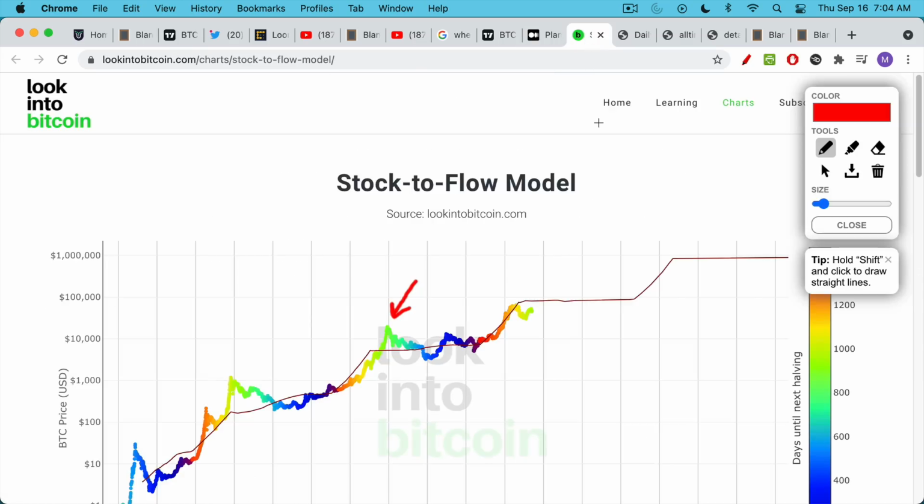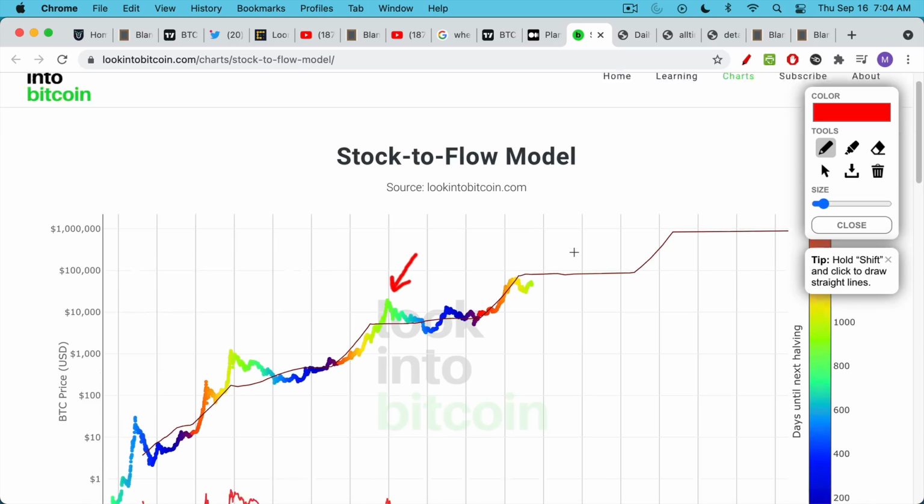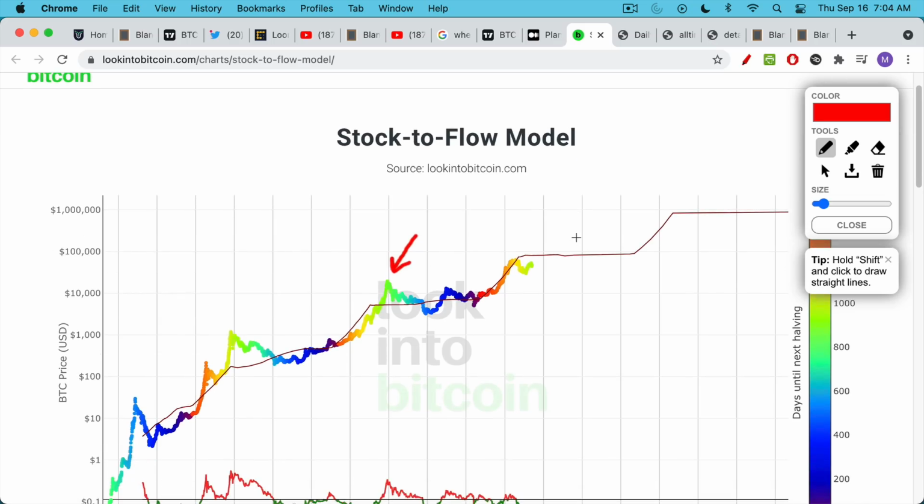There are a couple good charting services that I will link to here that are free. This is a chart of the original Plan B stock to flow model, so not the cross asset flow model. And the important thing to realize here, I'm not really going to go deep into the model. You can read the Medium articles. You can also look. I've made a bunch of YouTubes about Plan B's models.